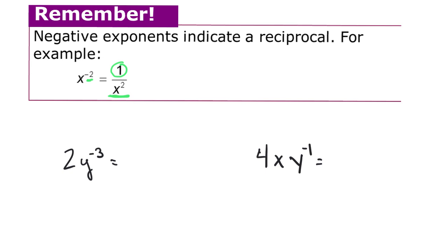So if we do a problem like 2y to the negative third, and we want to rewrite it, remember the negative 3 is only on the y. The 2 stays in the numerator. The y cubed goes in the denominator. In the second example, again, the negative 1 is only on the y. So the 4x stays in the numerator, and the y goes in the denominator. We're going to have to use that fact in some of our problems.